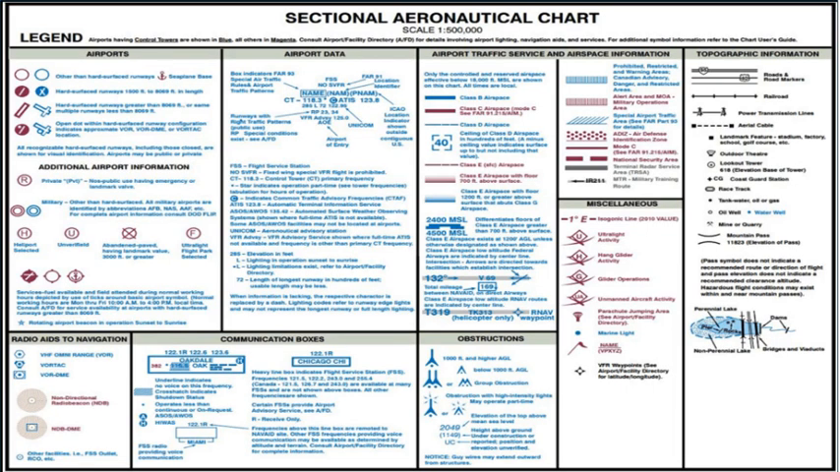Another reference on the FAA's sectional aeronautical chart is a legend that explains every symbol on the map. They include things like airport symbols, both towered and untowered, airport data, air traffic service and airspace information, topographical information, miscellaneous information, radio aids to navigation, communication boxes, and obstruction information. The next few slides provide some additional information that must be understood as part of the Part 107 exam.